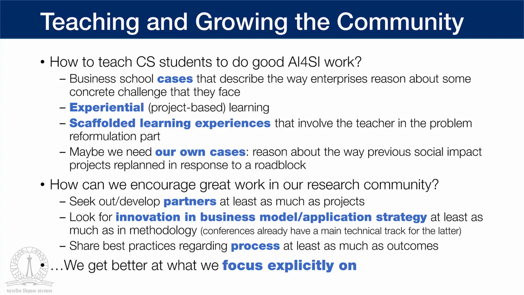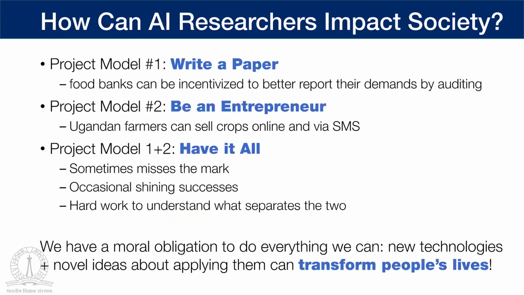We need to reward in junior researchers, in colleagues when we review papers, innovation in the business model or the application strategy at least as much as in the methodology. And we need to share best practices regarding the processes that we used as much as we do the outcomes. And ultimately, I guess none of this is really a surprise. We always get better at what we focus explicitly on. So if we really reward people only for algorithms, we're going to get lots of algorithms, but we're not necessarily going to get tangible deployed solutions.